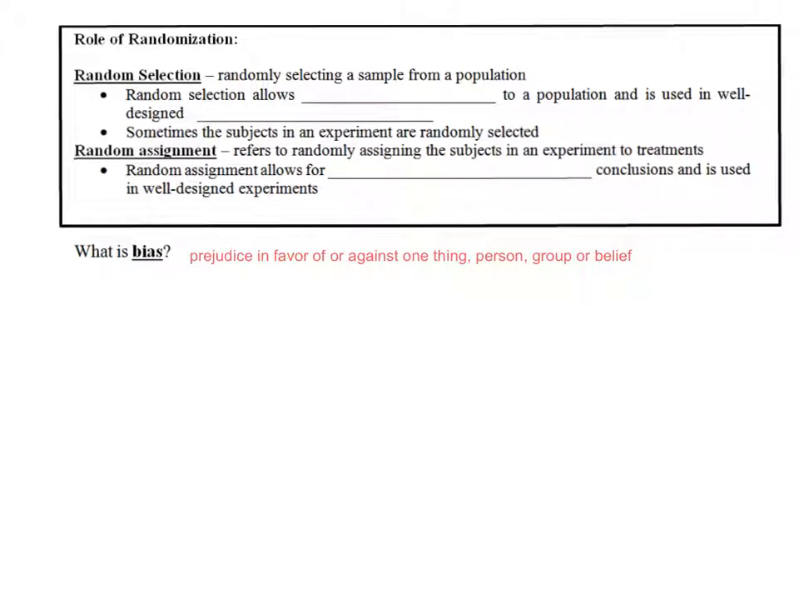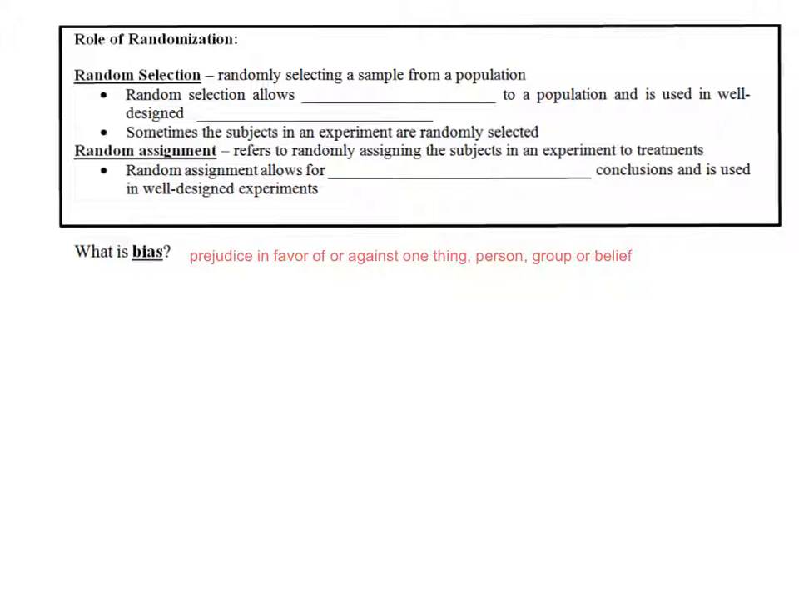We've been talking about that word random as we've talked about our different kinds of statistical studies. Let's take a look at the role of randomization. There are actually 2 kinds of randomization that we're going to see. The first kind is called random selection. That's randomly selecting a sample from a population.